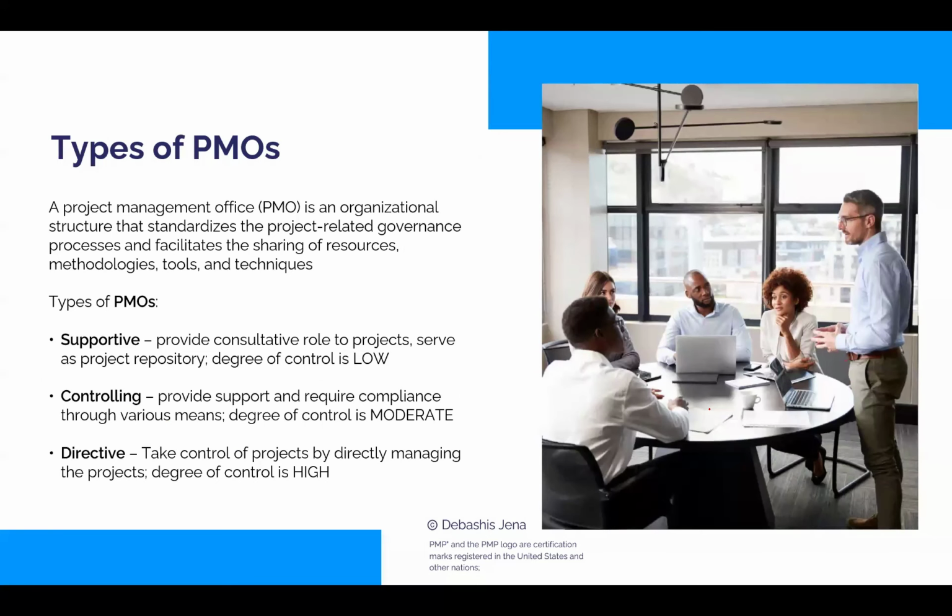PMOs are classified into three types. In the industry, PMOs operate in one of these modes. Some are known to be supportive, some are controlling, and a third type of PMO is directive. Let me give you the meaning of these. Supportive PMOs to begin with are characterized as exerting a low level of control. That is, these PMOs are not much empowered. The level of control they exert on the project is low.